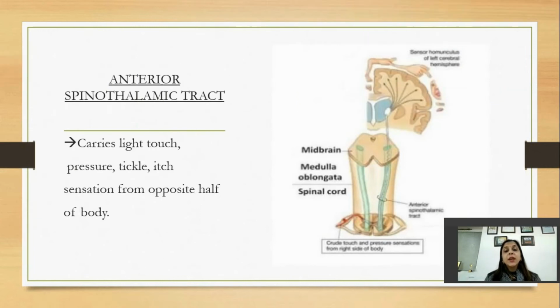Now we come to the other tract, the anterior spinothalamic tract. They carry sensations of light touch, pressure and proprioception from the opposite half of the body. Why are we using the term opposite half of the body? Because the fiber originates laterally, but they decussate or cross over at the level of the midbrain and they give projection to the sensory homunculus of the opposite cerebral hemisphere.